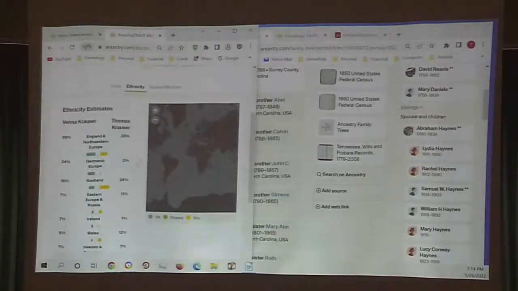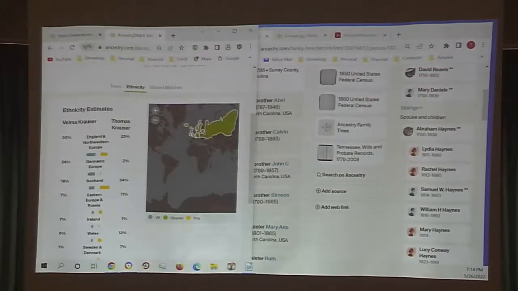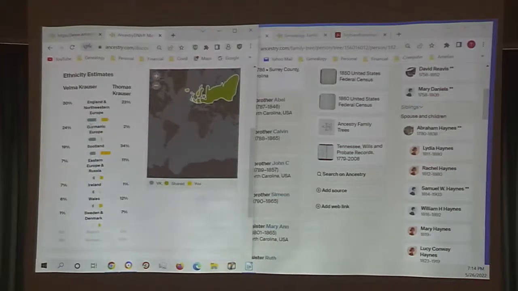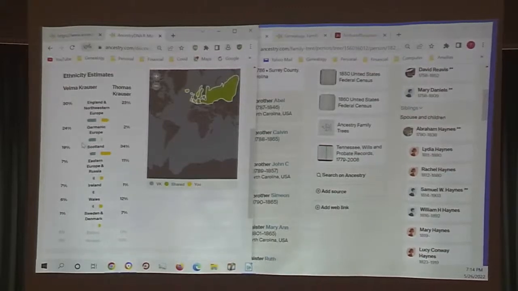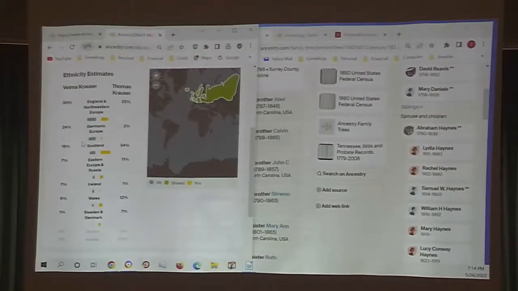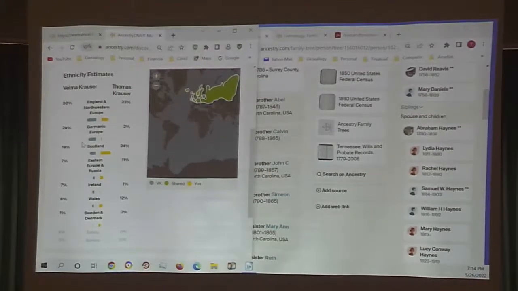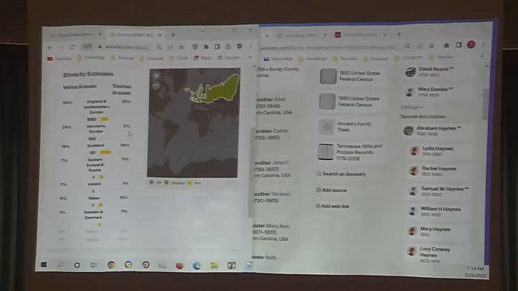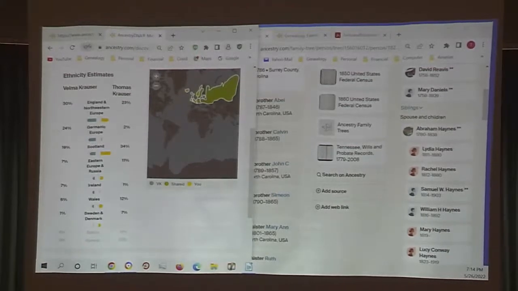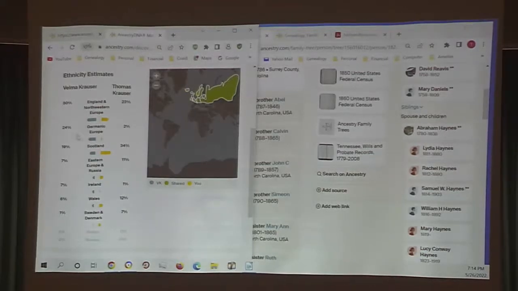So this says, okay, here's how Velma and I compare where we came from DNA-wise, all right? So it says England, Northwestern Europe, I'm 23%, she's 30. Germanic Europe, this is the one that shocked me, okay? My last name is Krauser, German. I always thought I was German, you know. Grew up thinking I was German. Take a DNA test, look at that. 2%, okay? 2% German, all right? And of course, she's 24% German, okay?